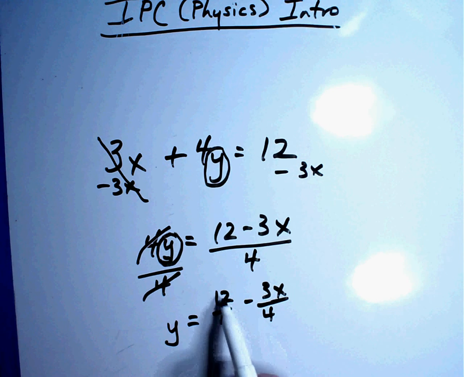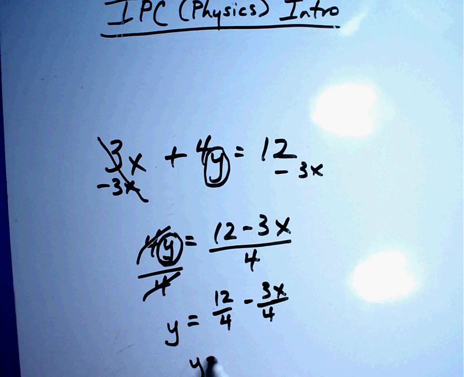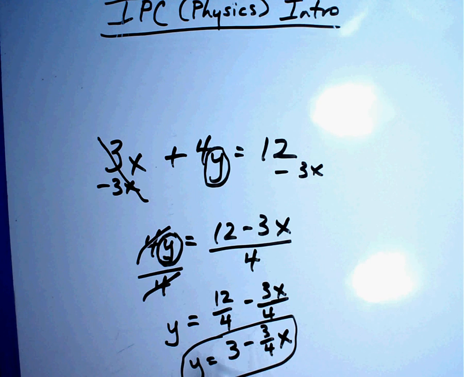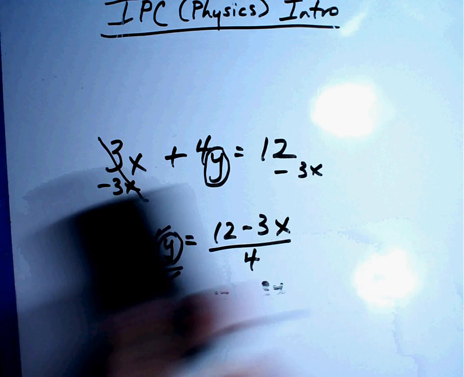Oh, notice, 12 divided by 4. So I can make that easier on myself. It's 3 minus 3/4 x, because 12 divided by 4 is 3. There's my answer. I solved for y. So it's really plugging numbers in and moving things around.